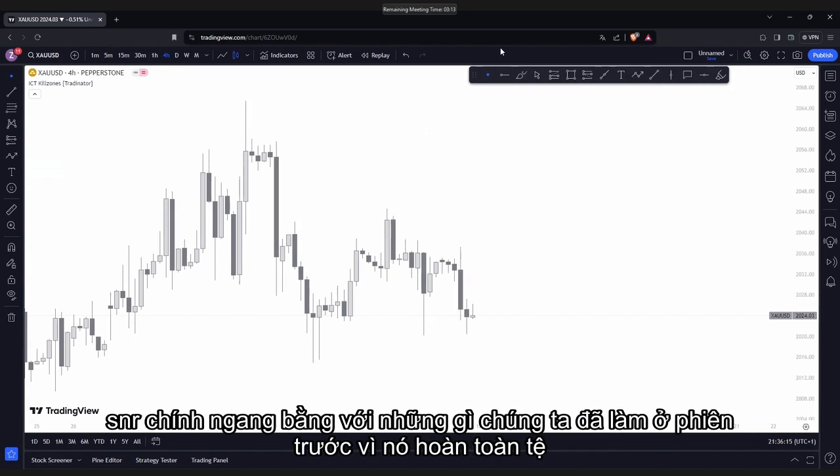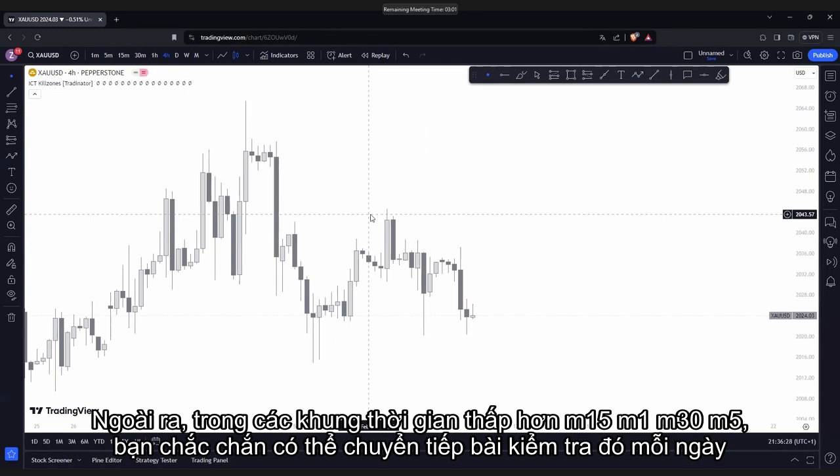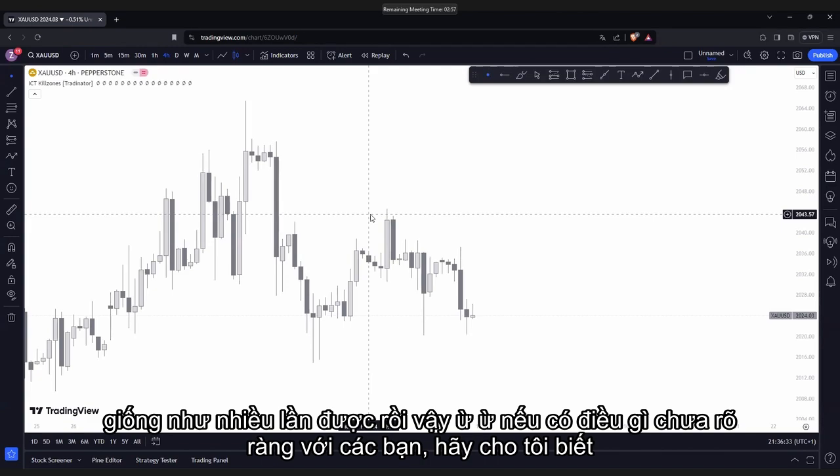Okay, I backtest this ECMTF stuff. I do not backtest the key SNR levels, the ones that we did in the previous session, because I have had a bad experience with that. But with this one, it's totally fine to forward test and backtest, since it is in the lower time frames, M15, M1, M30, M5. You can definitely forward test that every day, many times.